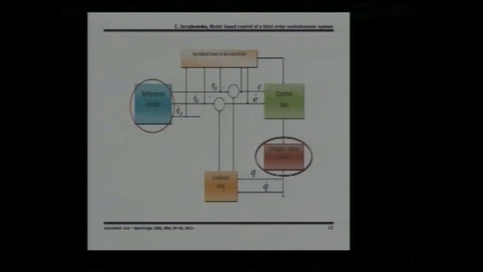Here is the strategy, the reference model. It can be dynamic or kinematic. This is what you want. Of course, you have to verify whether it's available for your system. Here is your feedback loop. Here is your dynamic control model. The dynamic control model is just dynamics without the constraints, or with the material constraints only. And a control law.